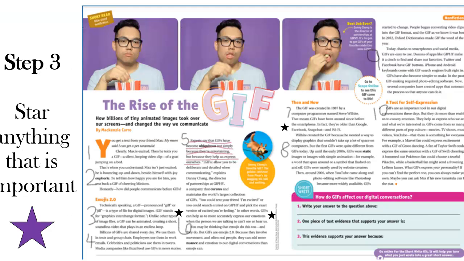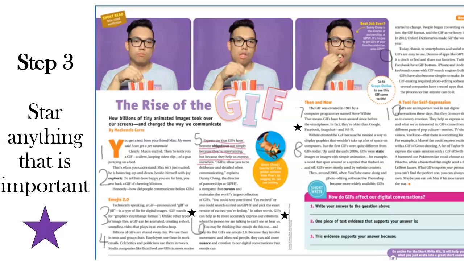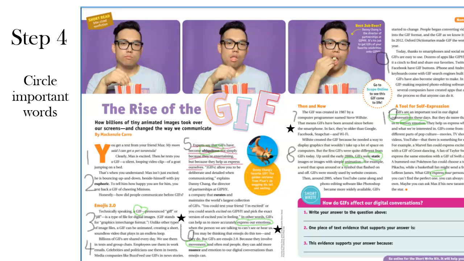Step 3. Let's move that over. Star anything that is important. So go back through your article and star any areas that you have found to be important. Okay, so here I've starred a couple of places that I found important. Step 4, circle the important words. So go ahead, circle those important words real quick.